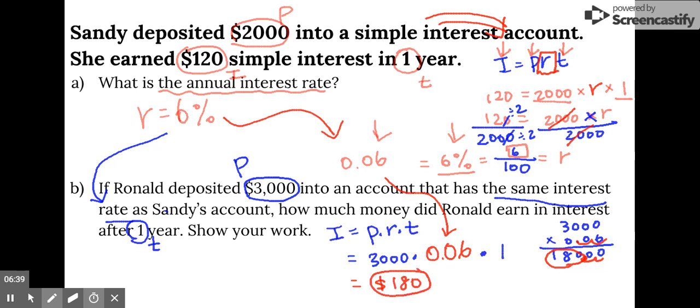What if I ask you to find the balance in a year? You have to add this to the principal. So the balance is going to be 3,000 plus $180, which is $3,180. This is going to be the total balance in 1 year at this interest rate when you deposit $3,000.